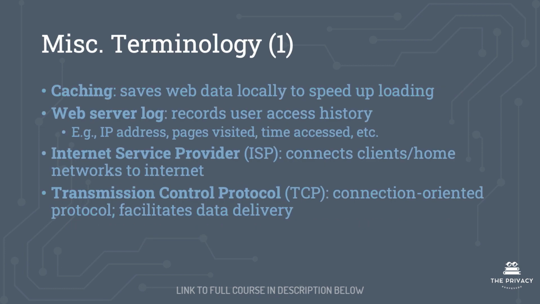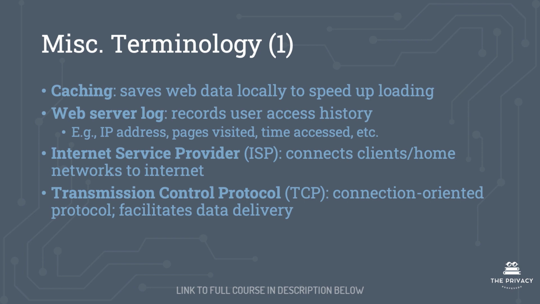Some miscellaneous terminology you need to know. Caching is when web data is saved locally on your computer. And what this does is it speeds up the loading of a web page. Let's say, for example, that you use the same email client and you use a web browser to access your email. Well, if you have any graphics that are typically displayed on your web browser, those may be located locally. They're on your computer. That way, when your computer is requesting data from the email server, you don't need to download those graphics all over again.